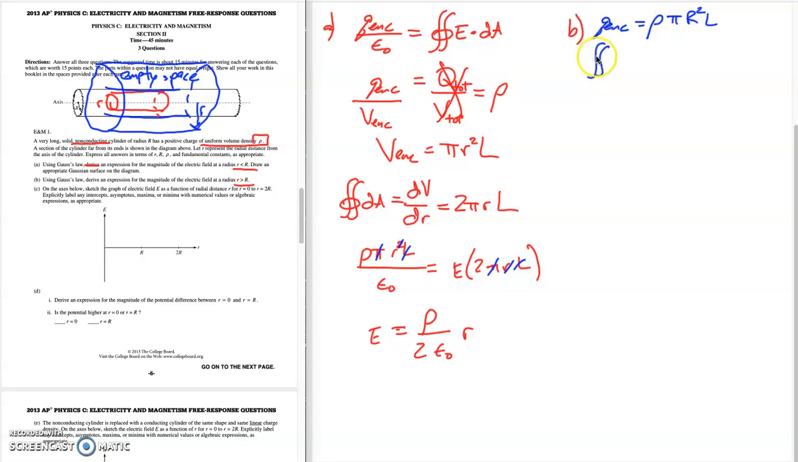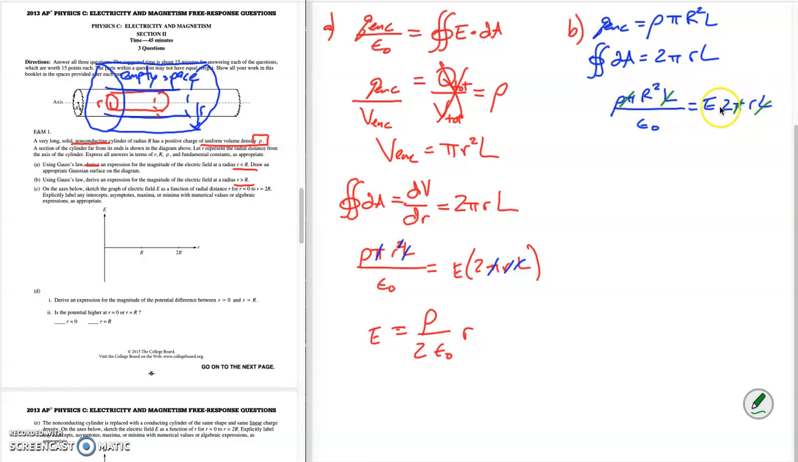Our area is still going to be 2 pi little r L, because this describes the imaginary bubble that we've drawn. And when we substitute these into Gauss's law, and again, it does say use Gauss's law and derive, we're going to have rho pi big R squared L over epsilon naught equals E 2 pi little r L. And once again, we will be canceling out things that show up in both places.